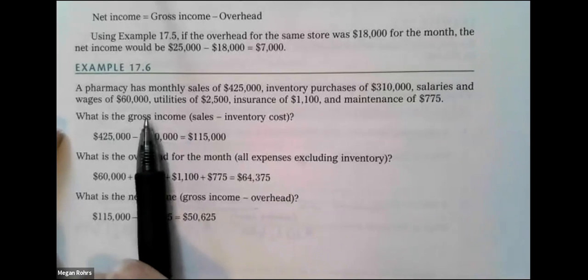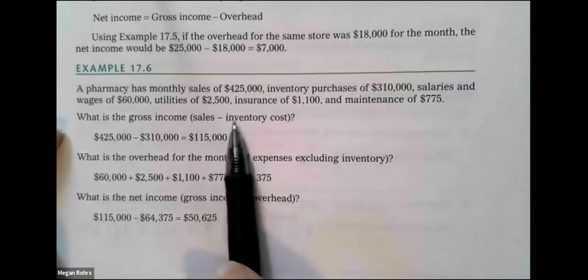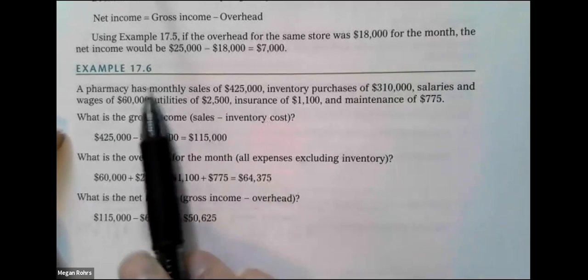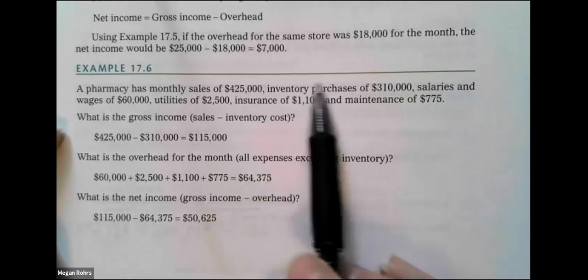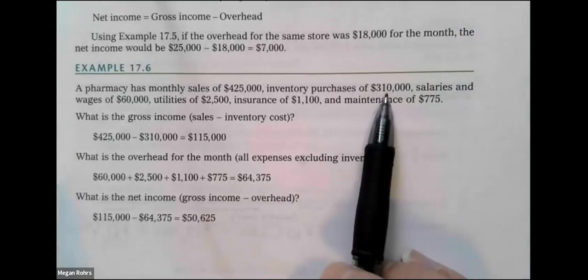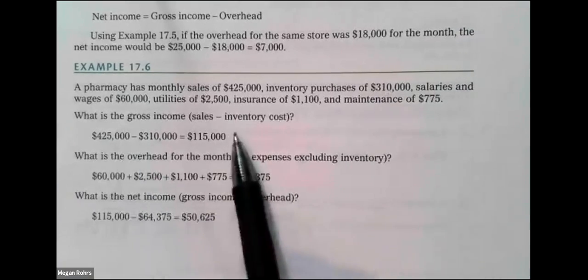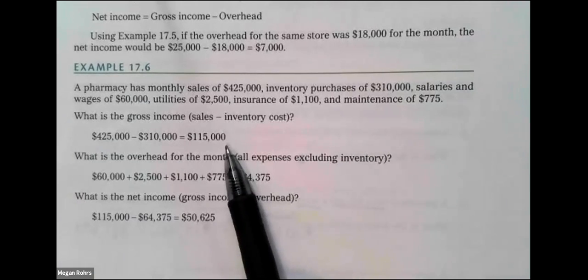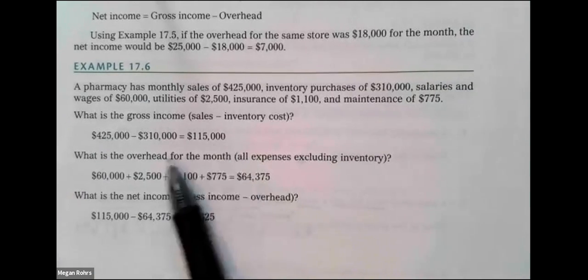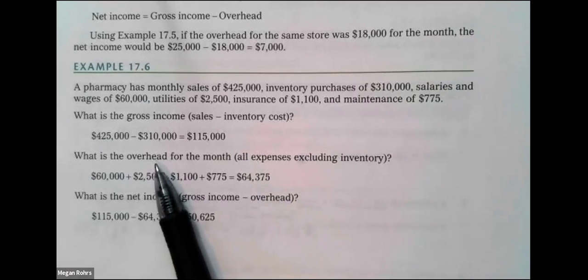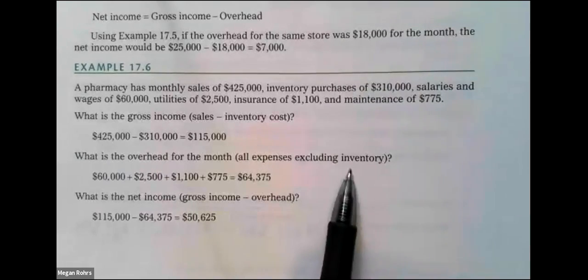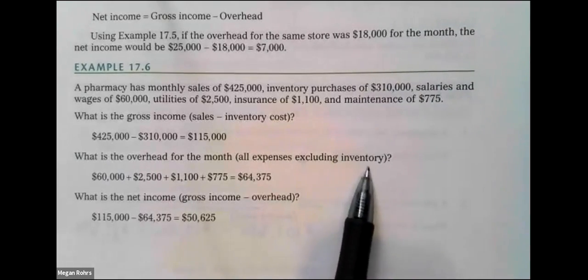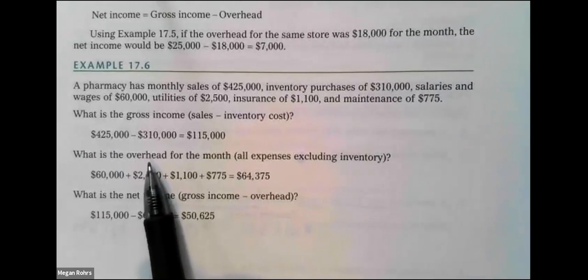So remember, gross is just sales minus inventory. So if we look back here, our sales 425,000, our inventory 310,000. So we would just find the difference between those two numbers. Now it says, what is the overhead for the month? So remember, overhead is all of the costs of doing business that does not include inventory. So we don't include inventory in our overhead.